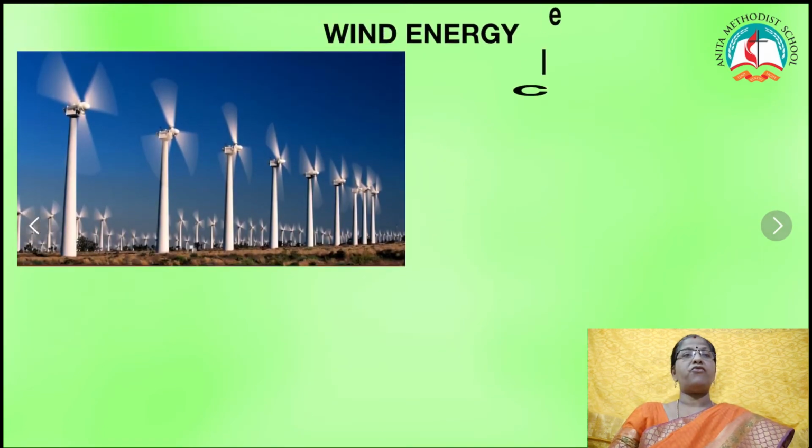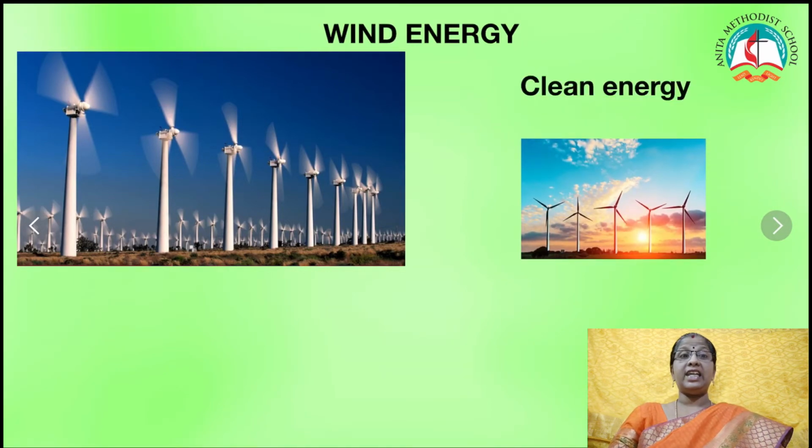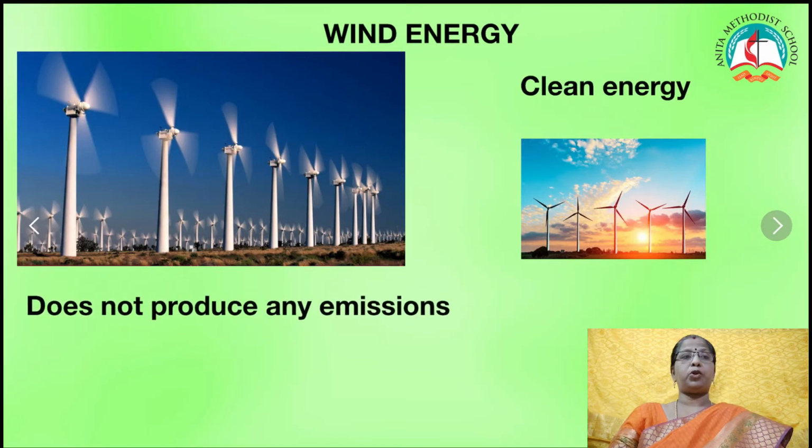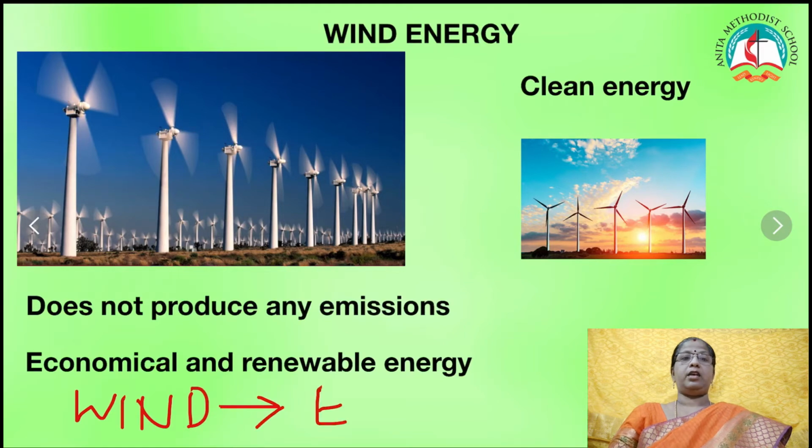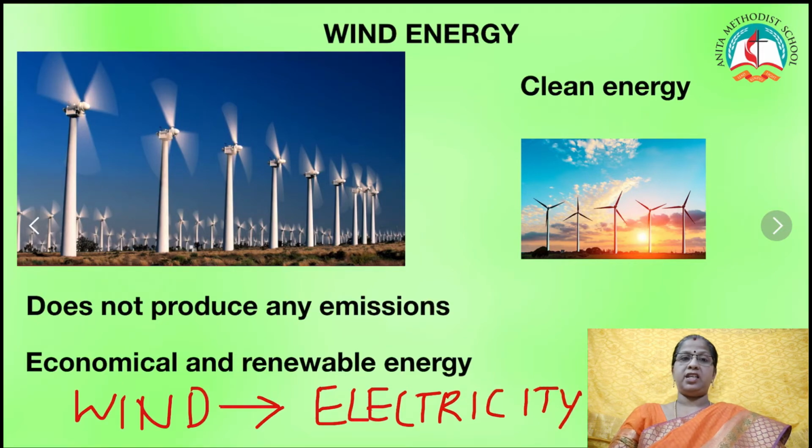Next, we will learn about wind energy. Wind power is a clean energy, and the wind turbines does not produce any emissions. So, wind energy has become one of the economical and renewable energy. The modern wind turbines with three blades turns wind into electricity. The major wind producing countries are United States, China, Germany, Spain, India, United Kingdom, Canada, and Brazil. And in India, the major wind farms are Tamil Nadu, Rajasthan, Maharashtra, and Odisha.